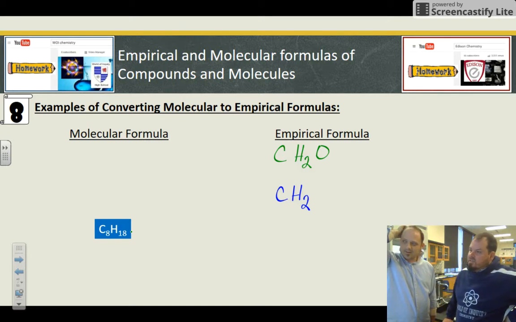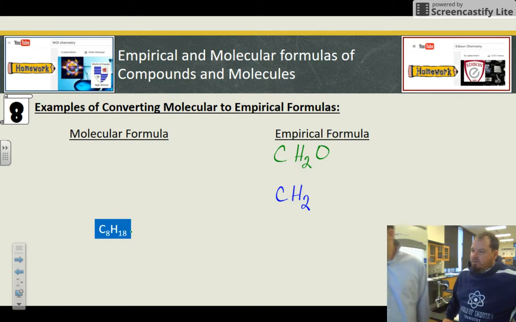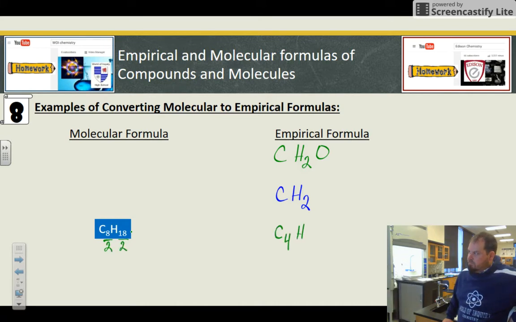And 8 doesn't go into 18. The biggest number that goes into both of those is 2. Yeah, they're even. 2, 2. So that would leave me with C4H9. And 9 and 4 don't reduce anymore, and we're done.